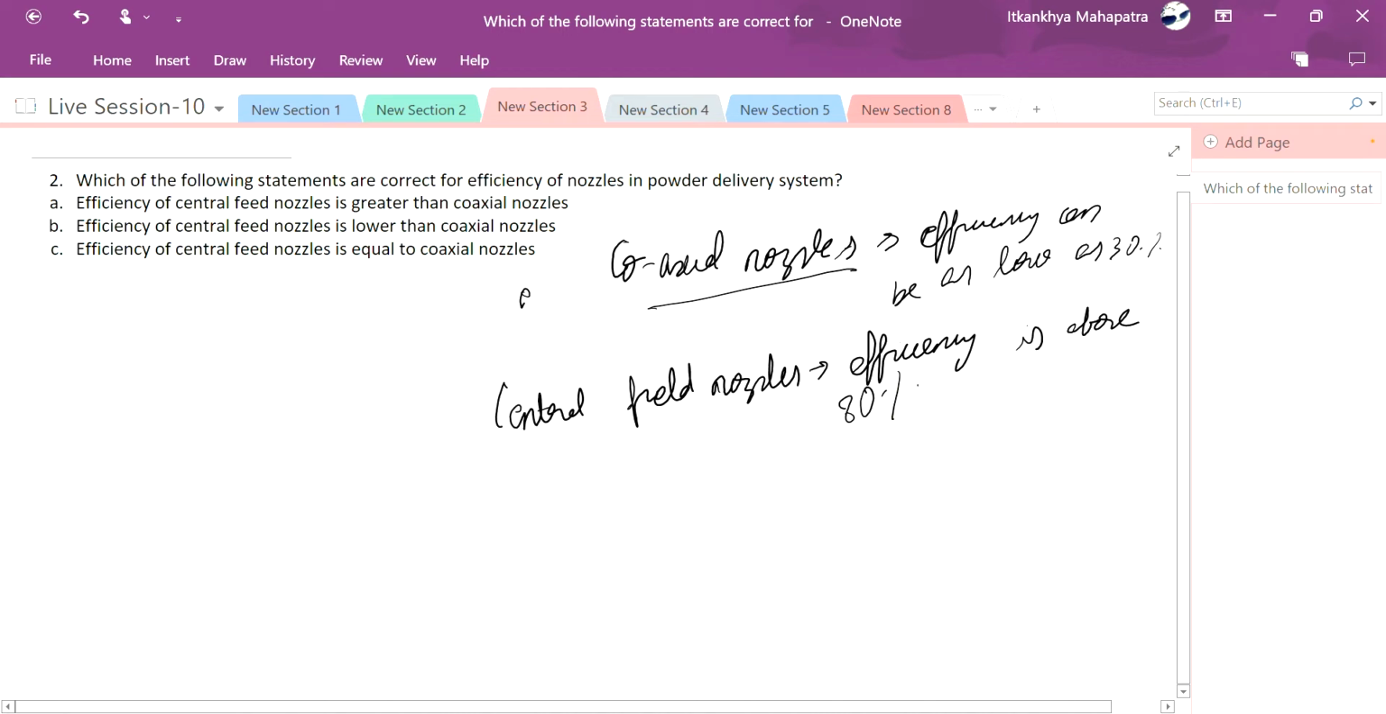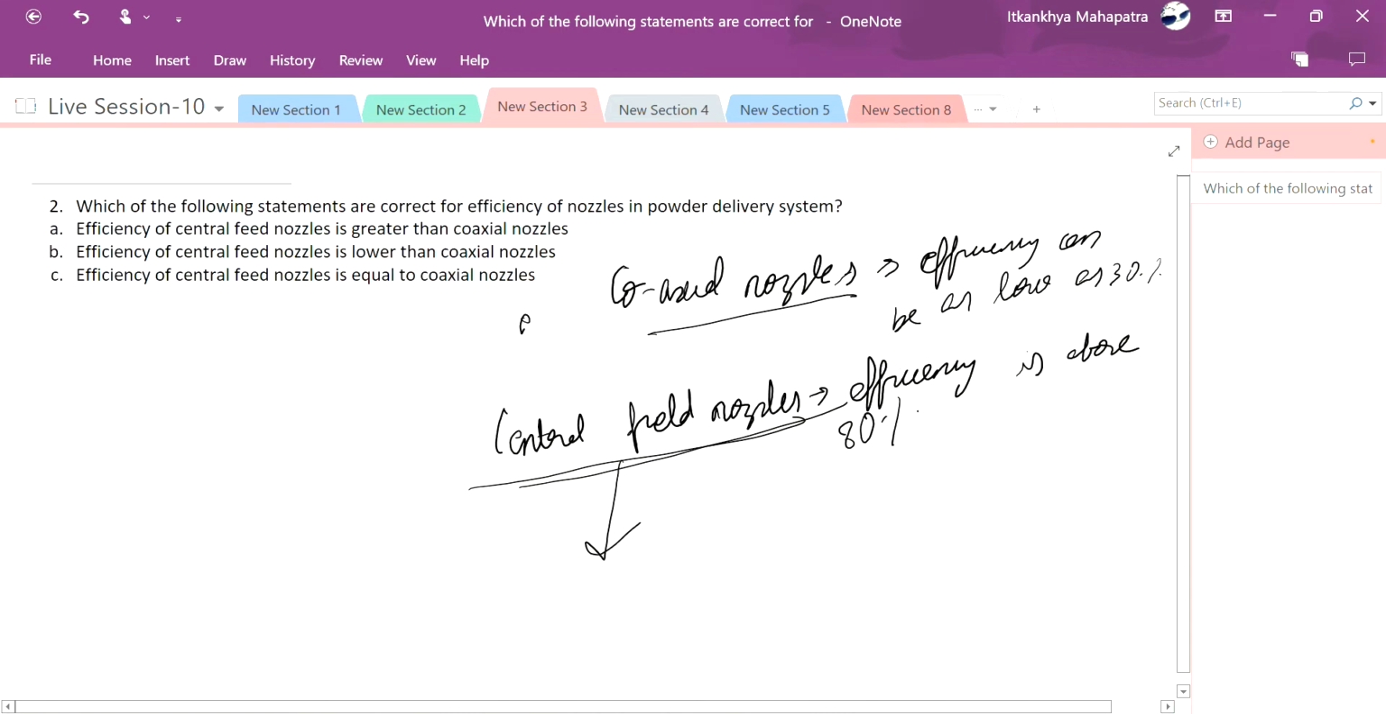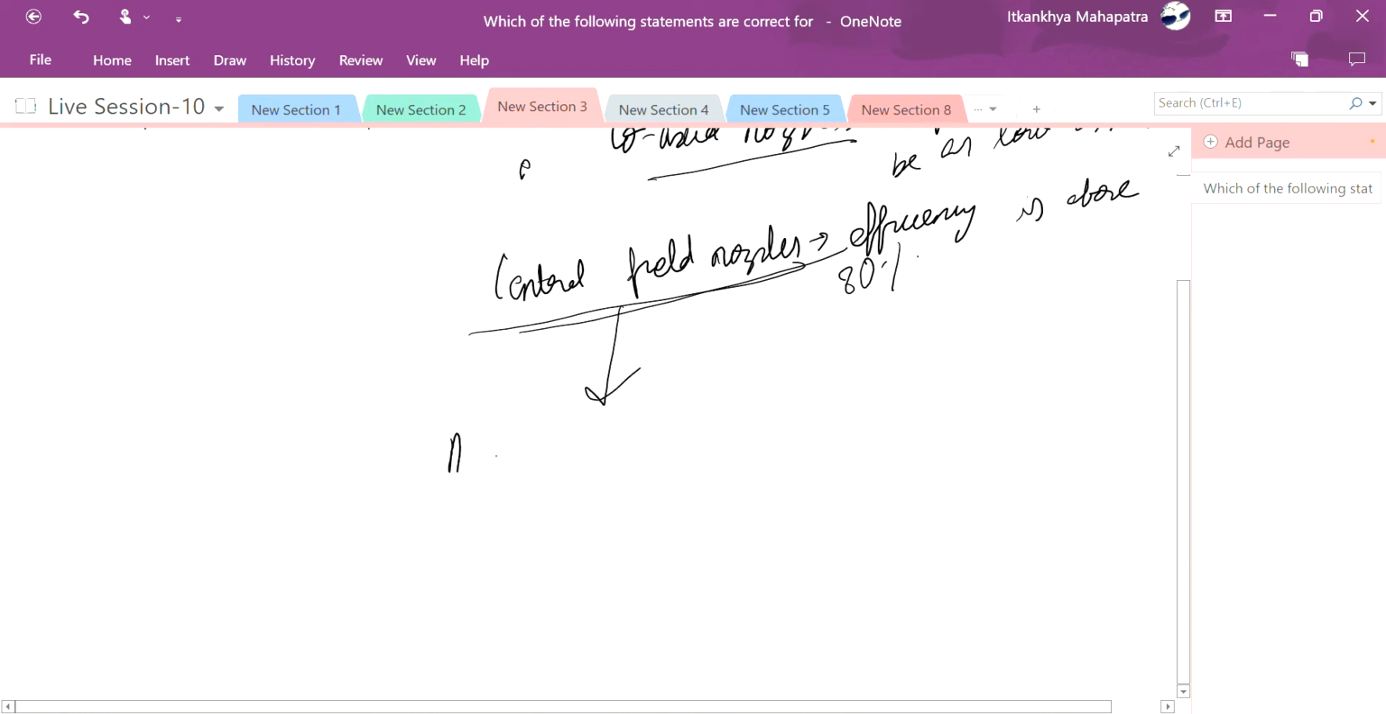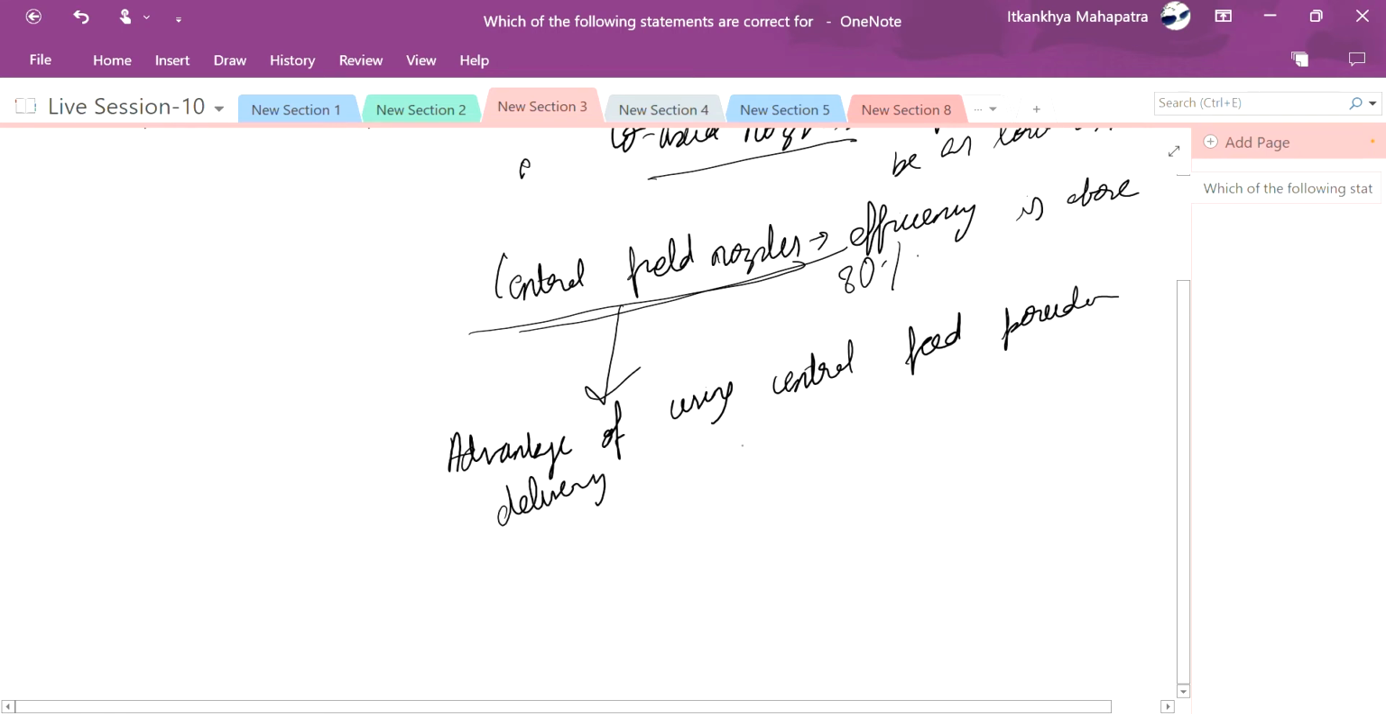So this is another advantage of using central feed powder delivery nozzle. What is it? It is the minimal divergence of the powder stream.